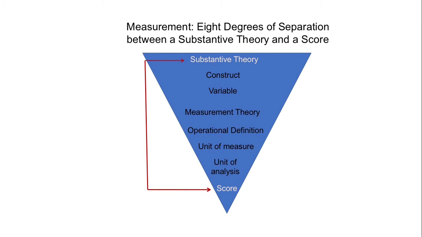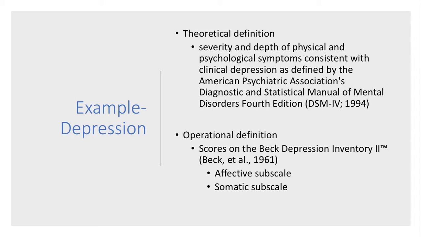But basically, when you're developing an instrument to measure something, you go from a theory all the way down to a score. You have a construct, which is that abstract thing you're trying to look at that you can't really measure, and you develop that into a variable, and you can have what's called a measurement theory, which we'll talk about in a moment. You go through this theoretical development, and then you come down to operationalizing how you're going to actually measure it, what unit of analysis, and even down to a score.